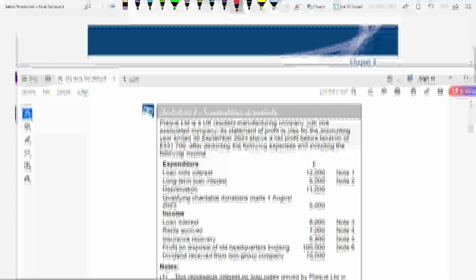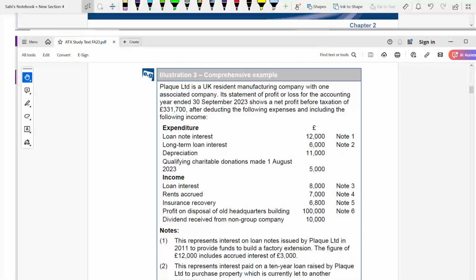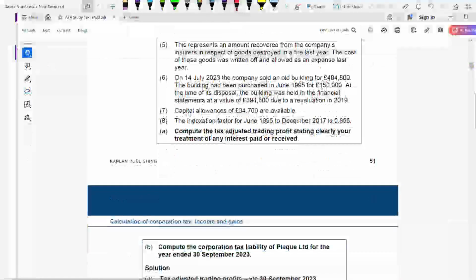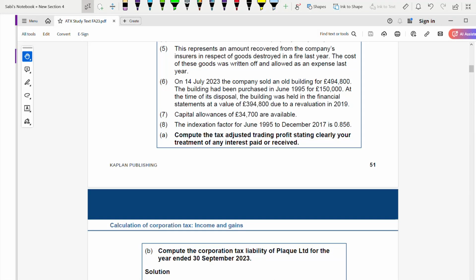Now moving on to illustration 3. Here you can see there are so many notes. Note 6 are there. You have a list of expenditure and income, and some notes to it. What you are required to do: A, compute tax adjusted trading profit, stating clearly your treatment of any interest paid or received. B, compute the corporation tax liability for the year ended 30th September.